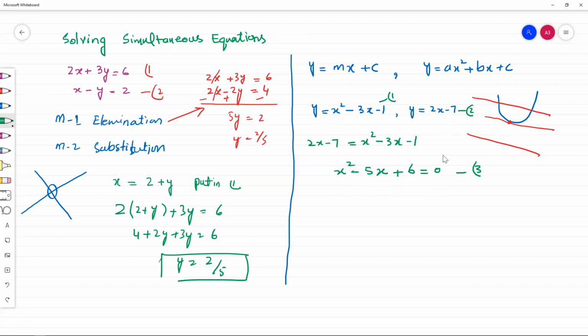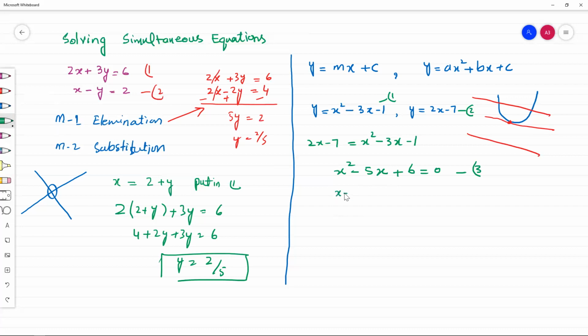It means if this line intersects this curve at 2 points, then we get the values of those points. So how to solve this equation? Just by factorization or by using the formula. It can be solved by using factorization.